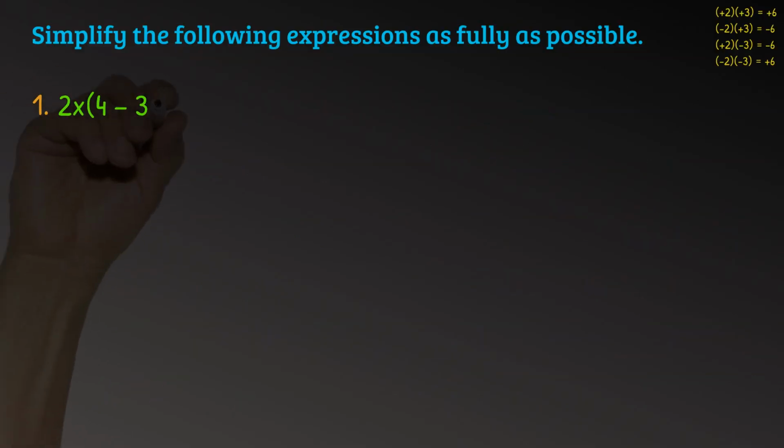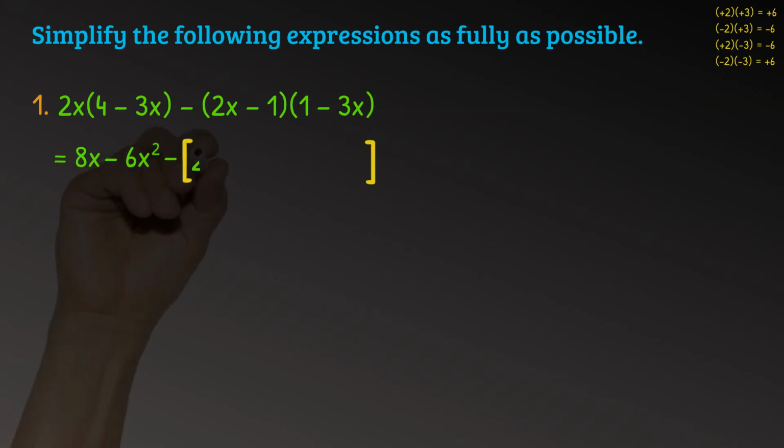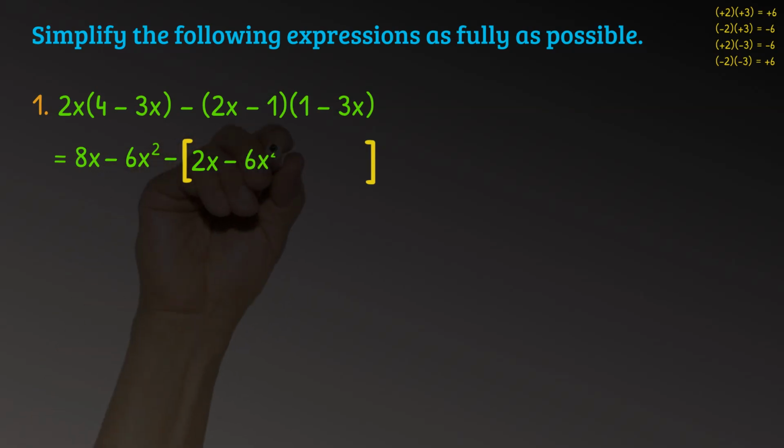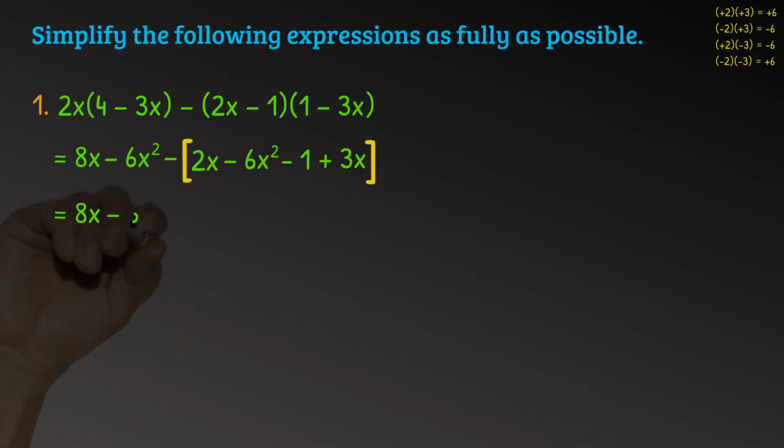So starting by multiplying out the first bracket, we have 2x times by 4, which is 8x, 2x times minus 3x is minus 6x squared, and then we'll multiply out the last two brackets and keep their result within these yellow brackets. So 2x times by 1 is 2x, 2x times by minus 3x is minus 6x squared, minus 1 times by 1 is minus 1, and minus 1 times by minus 3x is plus 3x. Then we'll write this out again, tidying up what's inside the yellow brackets.